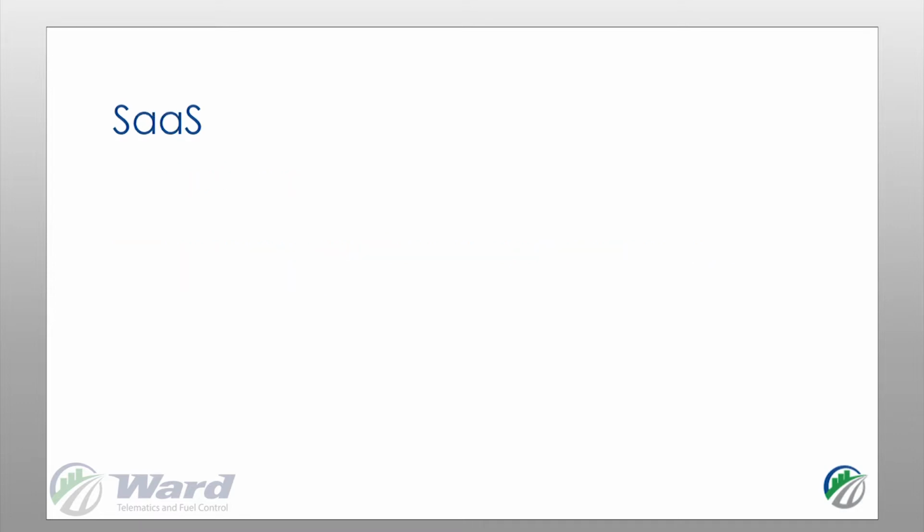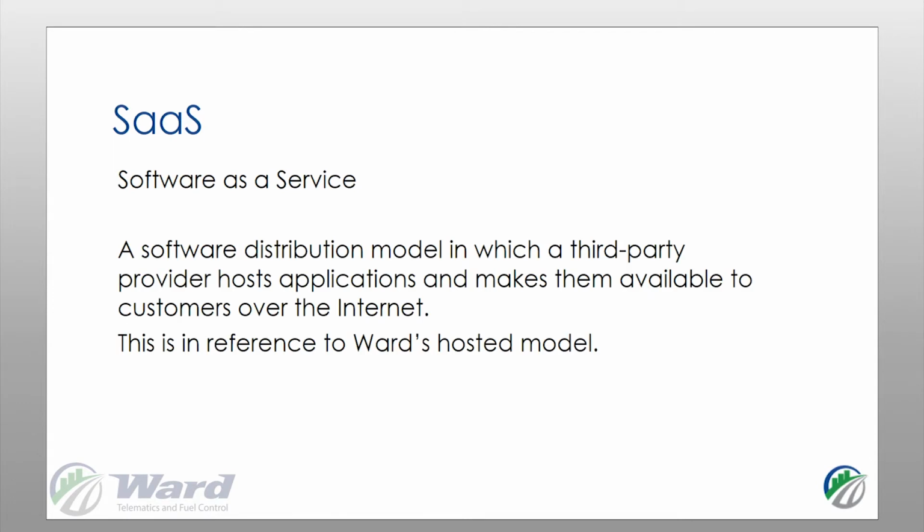The next one we have, I've already used a little bit, and that's SaaS. SaaS is software as a service, and this is simply a hosted piece of software. It's a software distribution model in which a third party, which would be Ward in this case, hosts applications and makes them available over the internet. So when you host a system with us, we have it on a server somewhere, and it's going out to you, so you can get to it anywhere in the world that you wanted to. As long as you have the username and password and the website address to go to, you can get in and start using it.